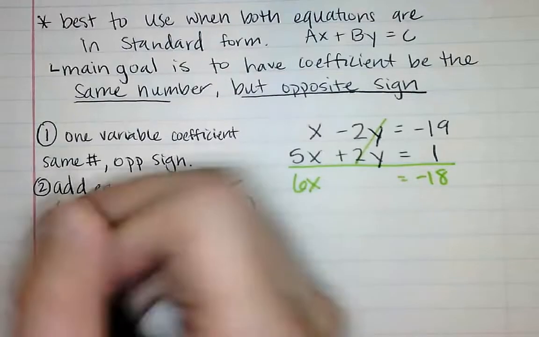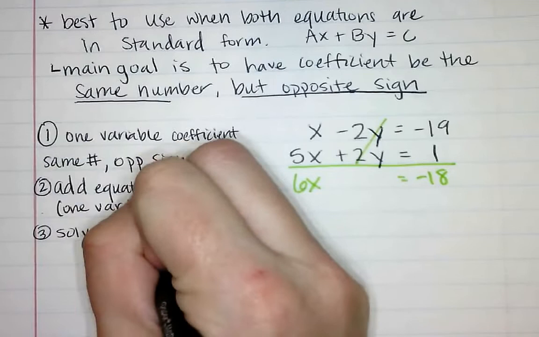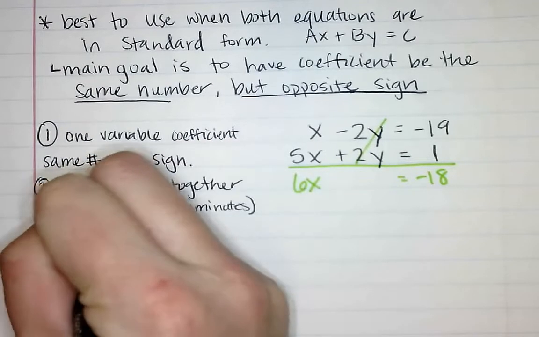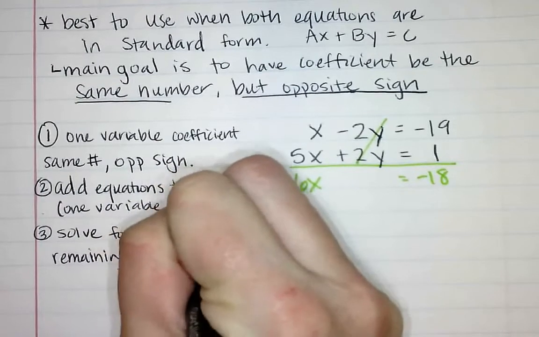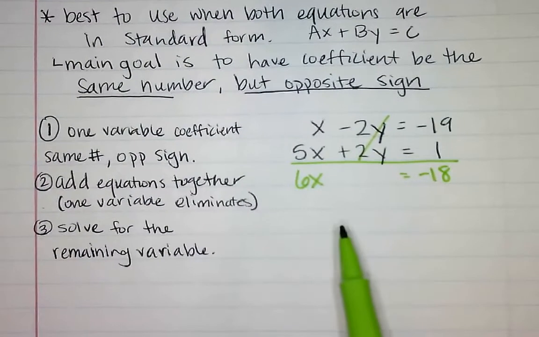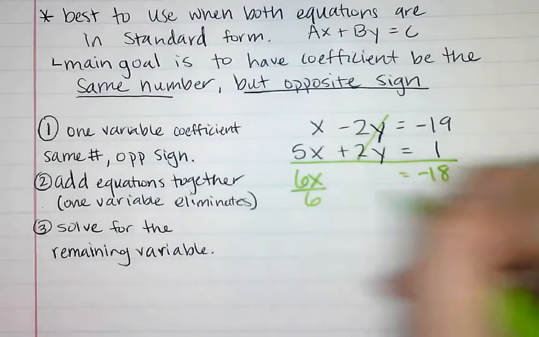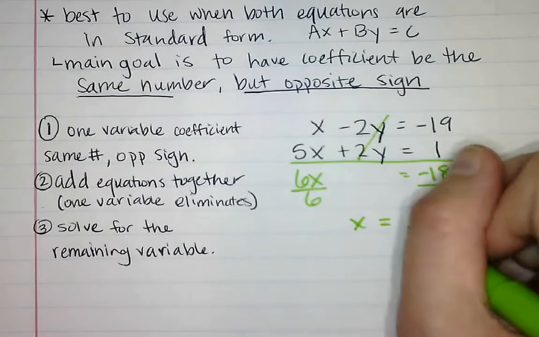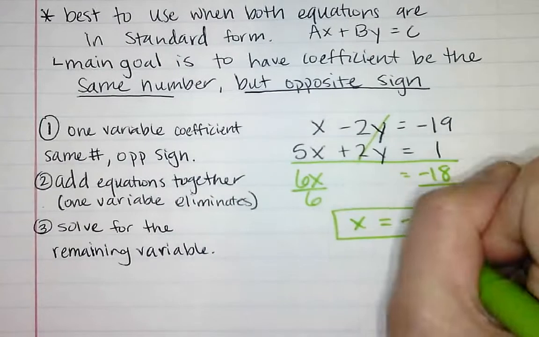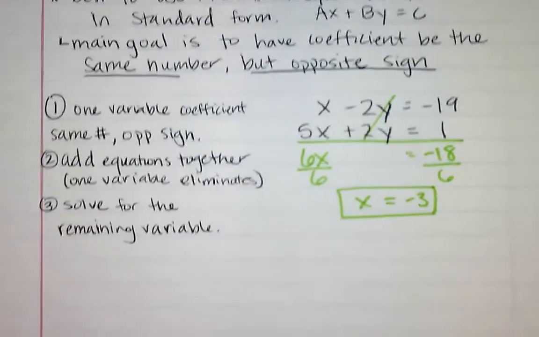So now, step 3, you solve for the remaining variable. Hopefully this is not a super difficult solve. What is my x going to be equal to? x is equal to -3, because we divide both sides by 6, and we get x is equal to -3. Do you feel pretty good about that so far?